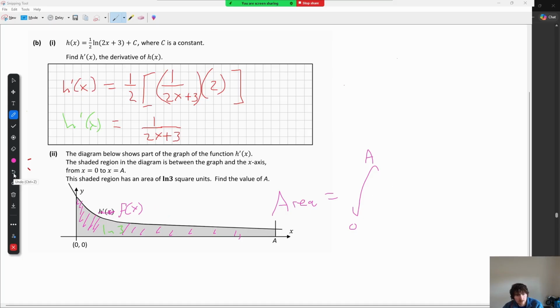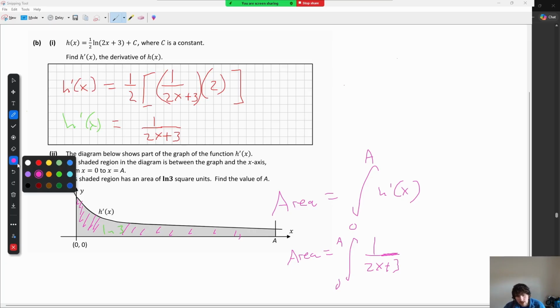But in this question here, the function is actually h dash x. So we're going to do the integral of h dash x. Now we know the h dash x's value. It's this thing up here. So area equals integral from 0 to A of 1 over 2x plus 3. But there's no quotient rule kind of thing. So there's actually no way for us to integrate that on leaving cert maths, okay?